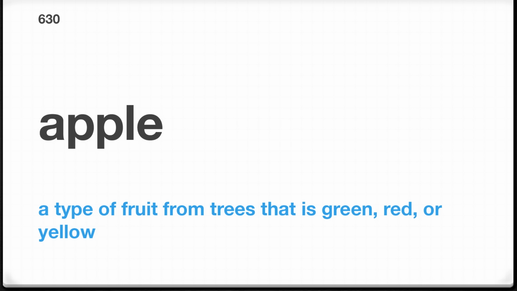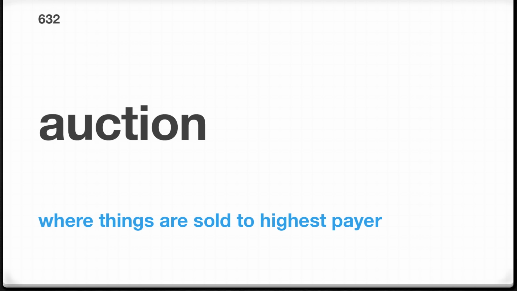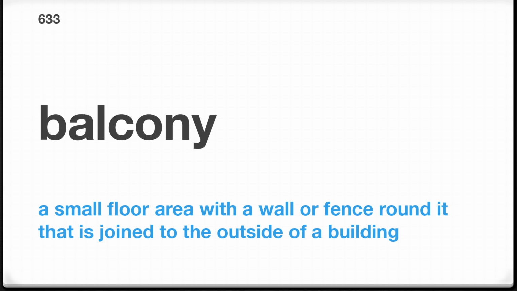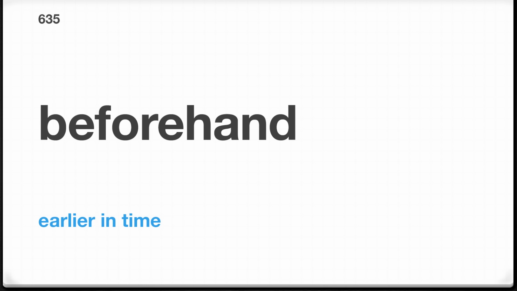A type of fruit from trees that is green, red, or yellow. Apple. Relating to. Applicable. Where things are sold to highest payer. Auction. A small floor area with a wall or fence round it that is joined to the outside of a building. Balcony. The level under the ground floor. Basement. Earlier in time. Beforehand.